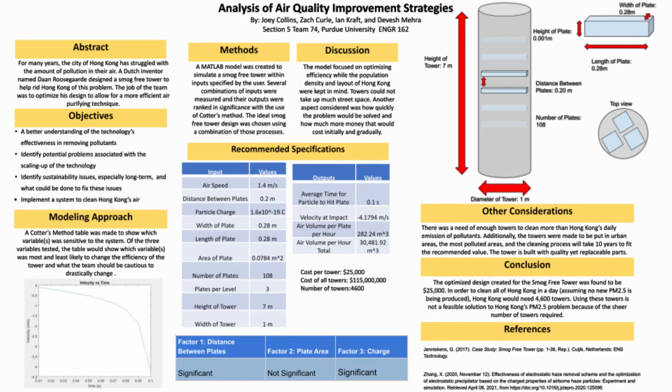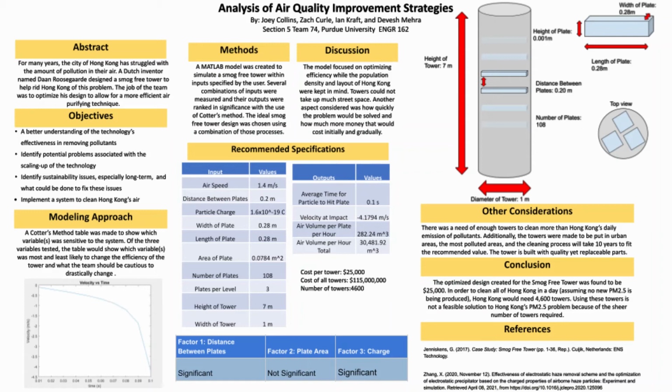So factor 1 was the distance between the plates. We determined that to be significant. So changing the distance between plates heavily affected our velocities and other outputs. Plate area was not so significant. We were able to adjust the width and the length without it changing much. And charge of the particle, if we were able to charge it higher, it would have a greater impact on our velocities and other outputs. So we deemed that as significant.